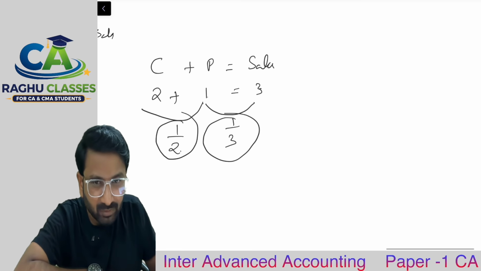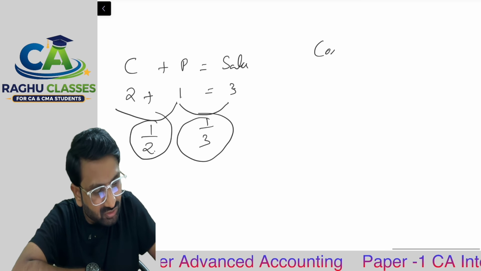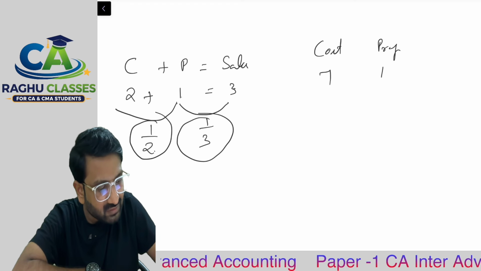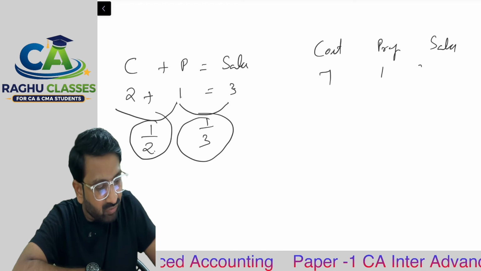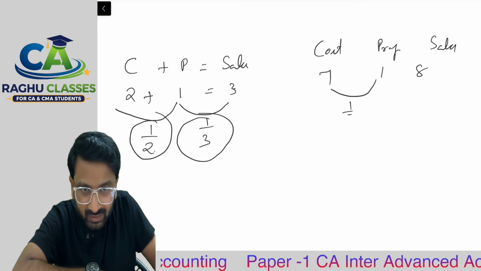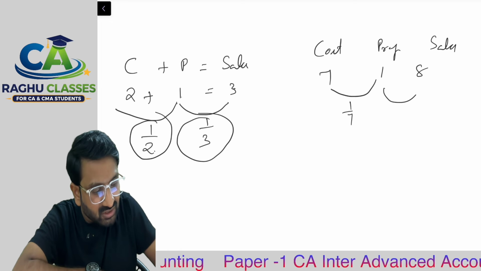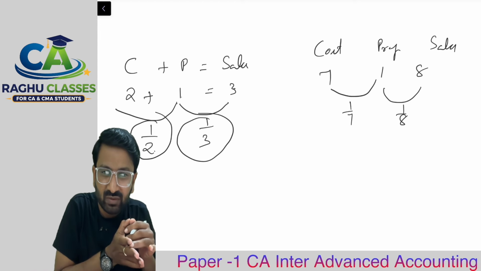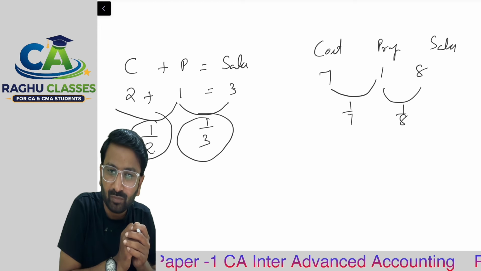Let me give one more example. Let's say cost is 7, profit is 1. So my sales is going to be 8. Now, if I have to explain this, my profit on cost is going to be 1 by 7. My profit on sales is going to be 1 by 8. So profit on cost is 1 by 7. Profit on sales is going to be 1 by 8.